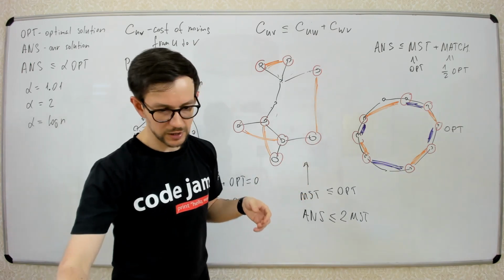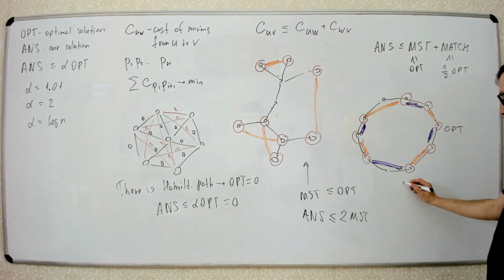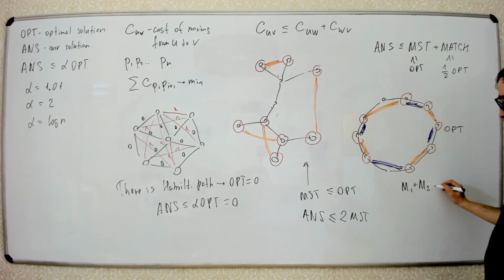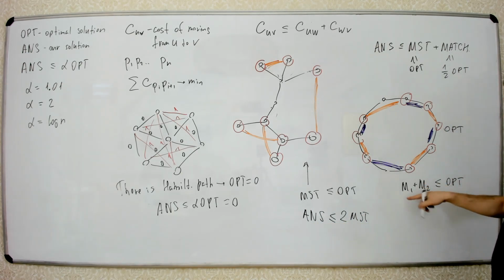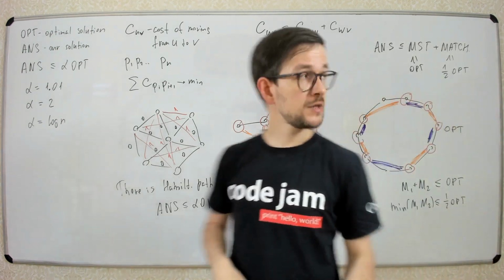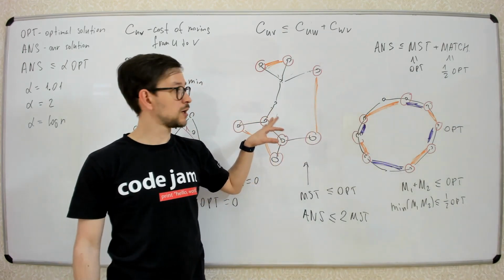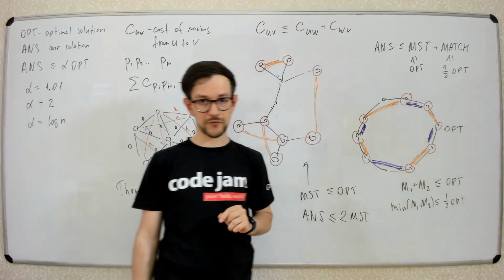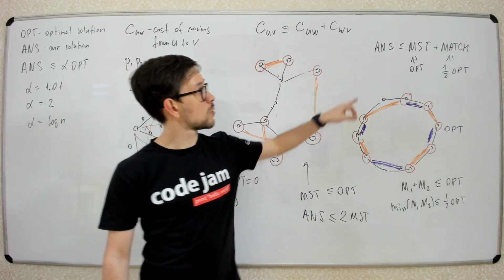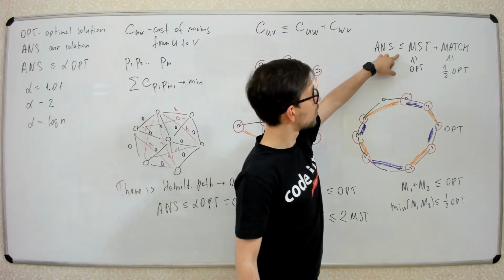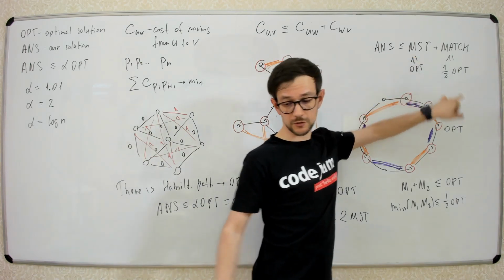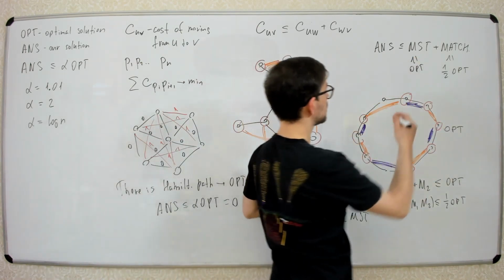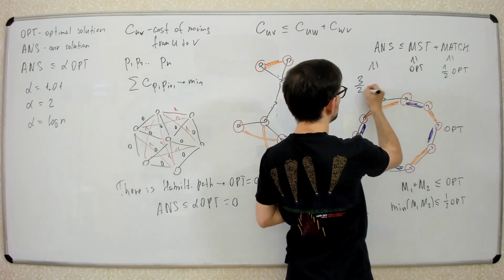So again, we have two matchings, so we have M1 plus M2 greater than opt. If we take the minimum of M1 and M2, it will be not greater than half of opt. And since here we find the minimal possible matching, it will be no more than half of the optimal solution. So now our answer will be no more than the optimal solution plus half of the optimal solution. So our answer will be no more than 3 over 2 times the optimal solution.